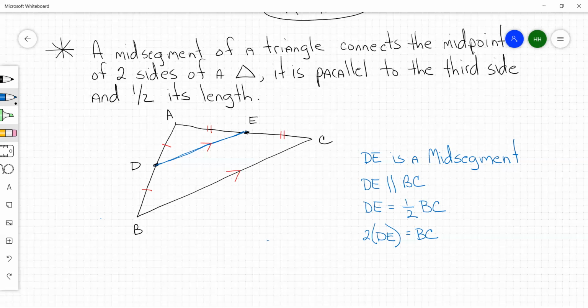So there's a couple questions on your study guide where you're going to have to use that rule to find some different lengths, especially those lengths related to a midsegment.